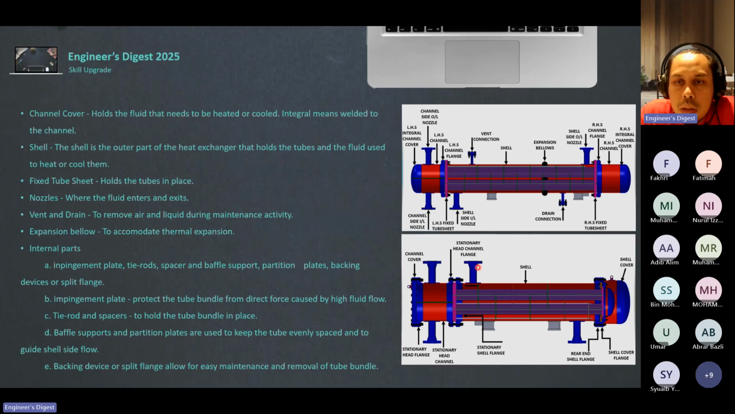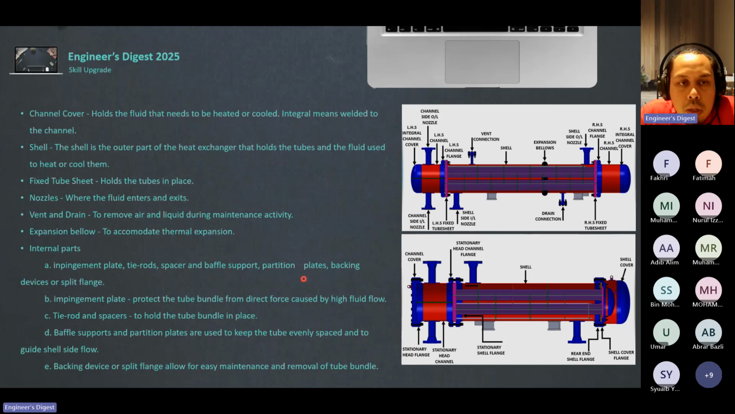Impingement plate. Next slide we will see what an impingement plate is. Basically, the impingement plate is to protect the tube bundle from the direct force caused by high fluid flow. Because on this shell side, the incoming fluid could have a very high flow, and it could impact this tube. We want to reduce the impact. What do we do? We put a plate here, which is called an impingement plate.